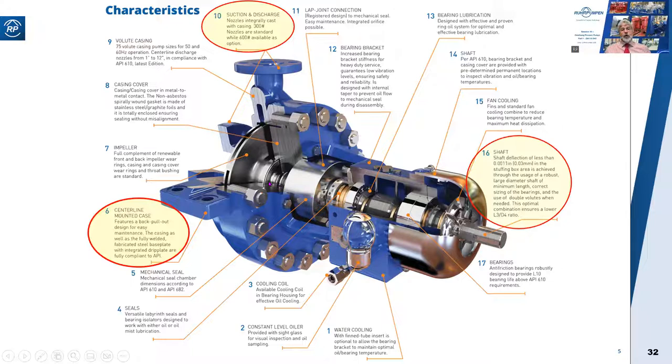We say it has a low L over D ratio, L cubed over D to the fourth, where L is the overhang of the impeller to the first bearing, that's the L. And D is the diameter of the shaft at that first bearing. By keeping that figure very low, it minimizes the shaft deflections, which leads to low seal leakage and long mechanical seal life, even at high forces and moments.